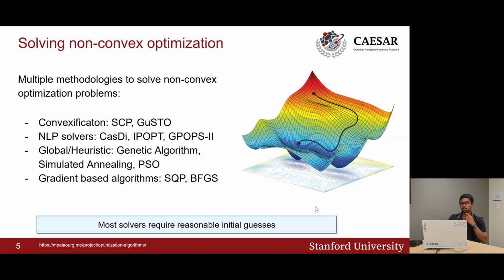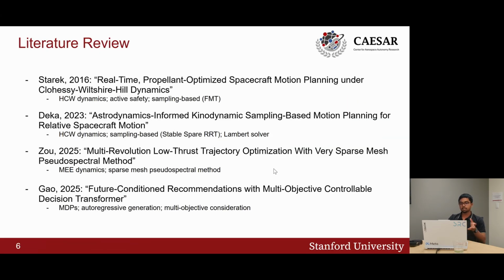Most of these solvers usually require reasonable initial guesses. There are also some sampling-based algorithms which may not need initial guesses, but then you might be sacrificing on computational complexity, or sometimes you might not get a good indication of the trade-off space. So these are some of the things that have been done before.